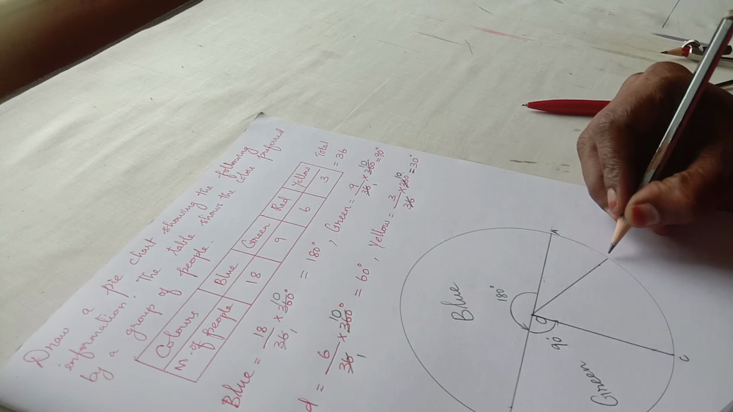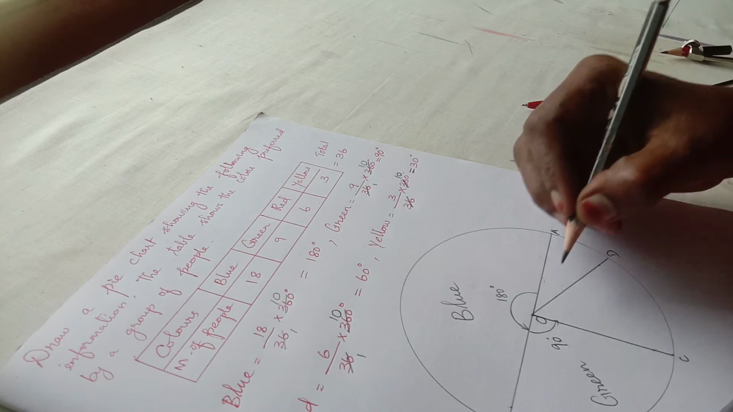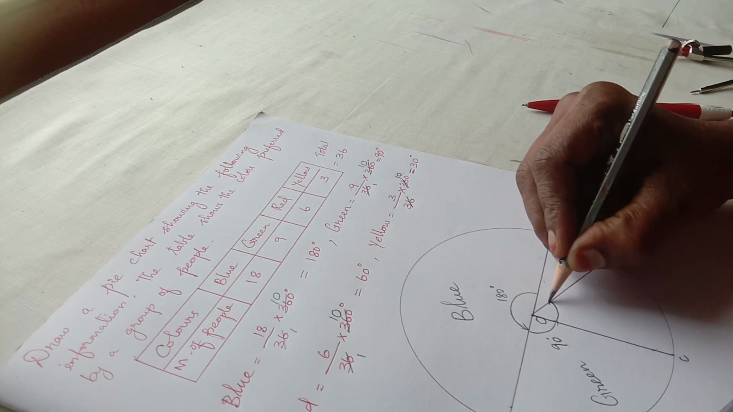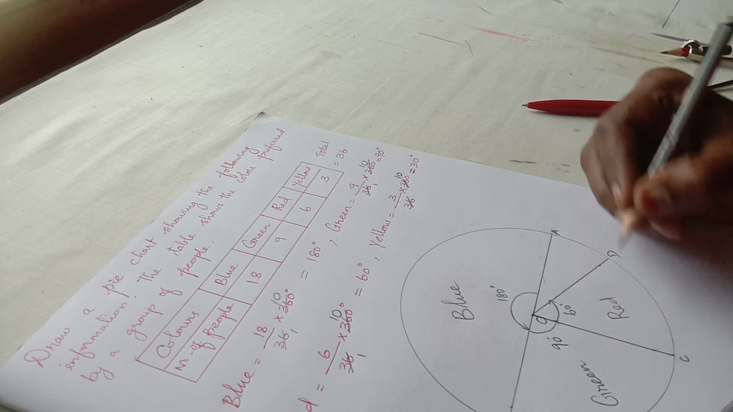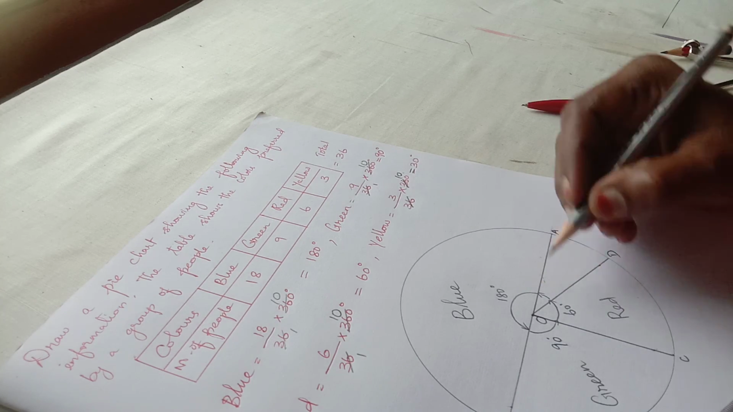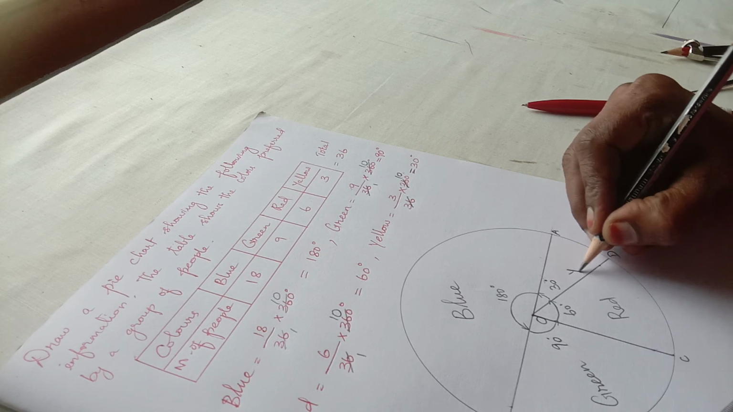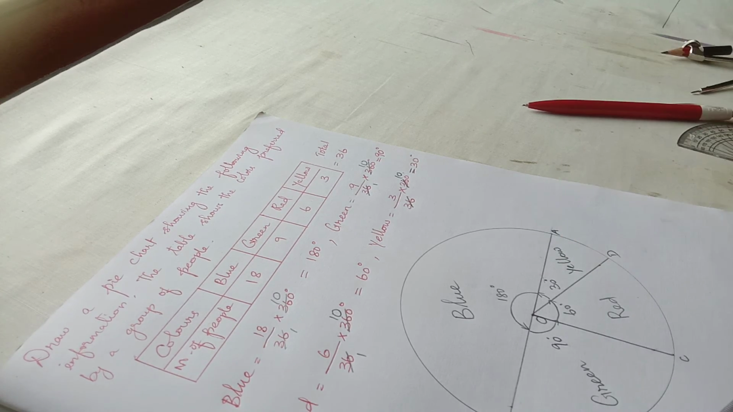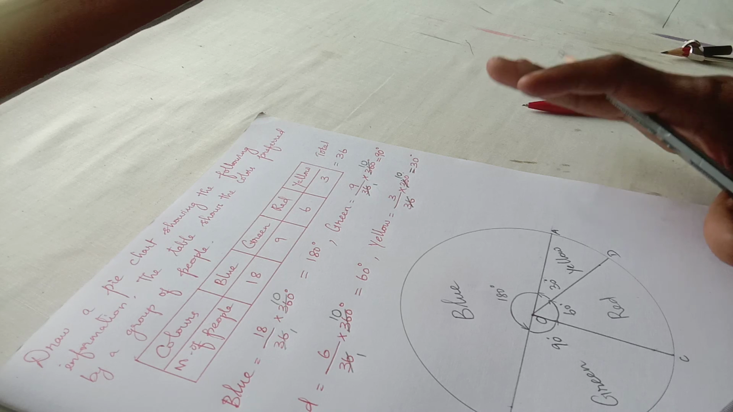We can name it anything now. This angle is 60 degrees and the color is red. Now that's all. The final sector we get will be perfectly 30 degrees, and that is yellow. That's all. We finished a pie chart, a circle graph. We represented the given data using a circle graph, a pie chart.